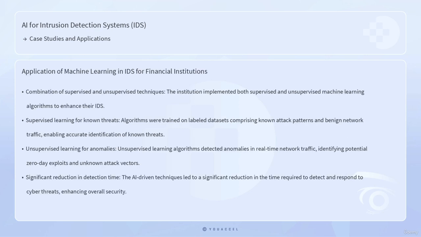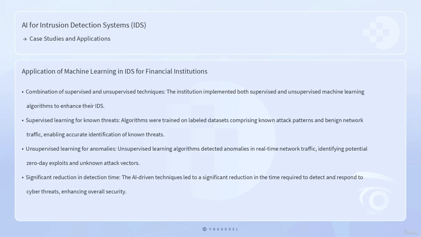One notable case study is the application of machine learning algorithms in the IDS employed by a large financial institution. Financial institutions are prime targets for cyber attacks due to the sensitive nature of the data they handle. In this case, the institution implemented a combination of supervised and unsupervised machine learning techniques to enhance their IDS. Supervised learning algorithms were trained on labeled datasets comprising known attack patterns and benign network traffic. This training enabled the system to accurately identify and flag known threats.